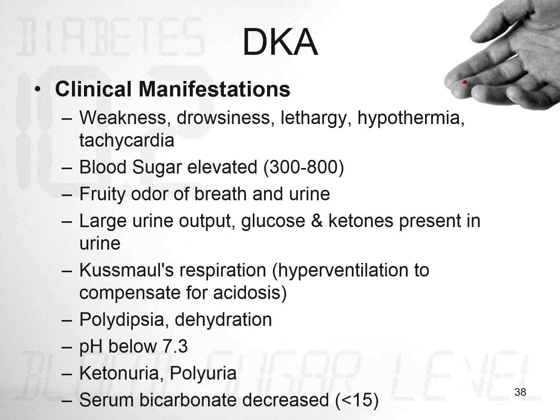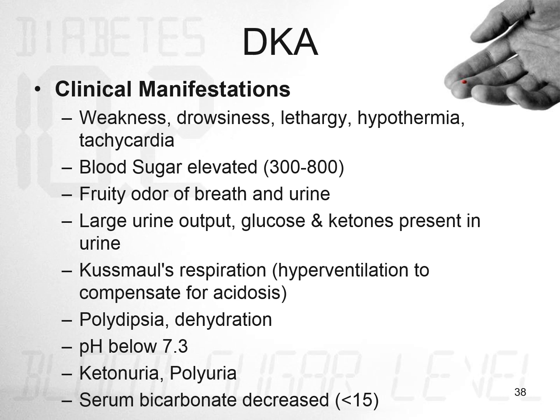Clinical manifestations of DKA are going to be weakness, drowsiness, lethargy, hypothermia, and tachycardia. Our blood sugars are going to be elevated in that 300 to 800 range. They're going to have a fruity odor of their breath and their urine. They're going to have that large urine output. Glucose and ketones will be present in their urine. And then those Kussmaul's respirations, that's hyperventilation to compensate for acidosis.